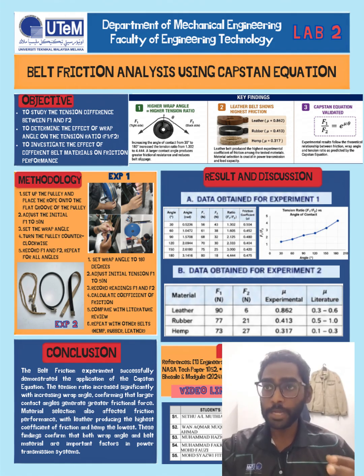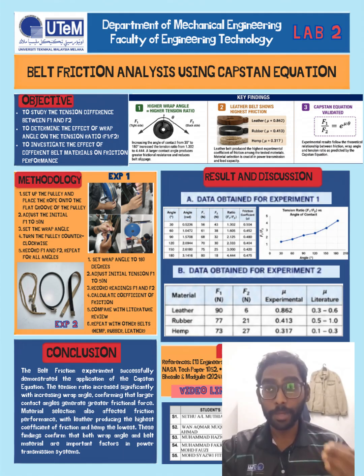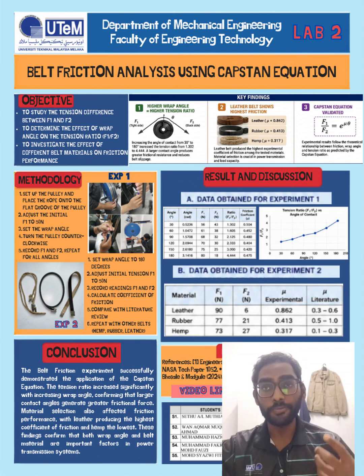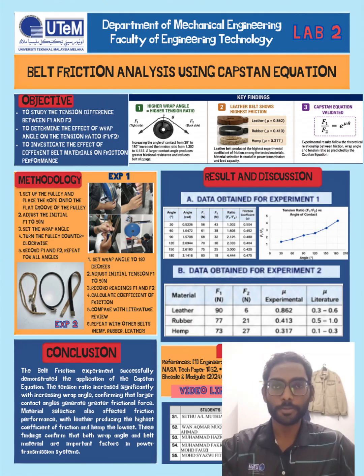The first being higher wrap angle equals to higher tension ratio. The second is the leather belt shows the highest friction. And for the third is the validation of the capstan equation. So next we will look into the methodology of this experiment.